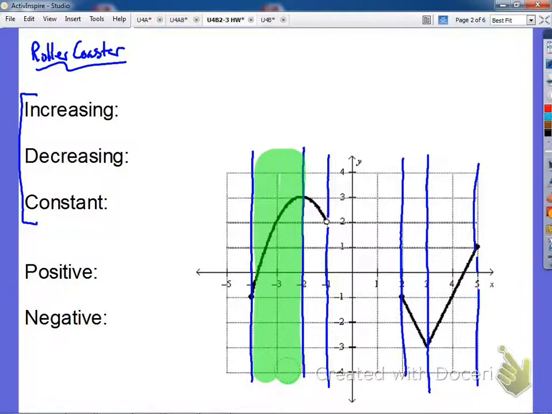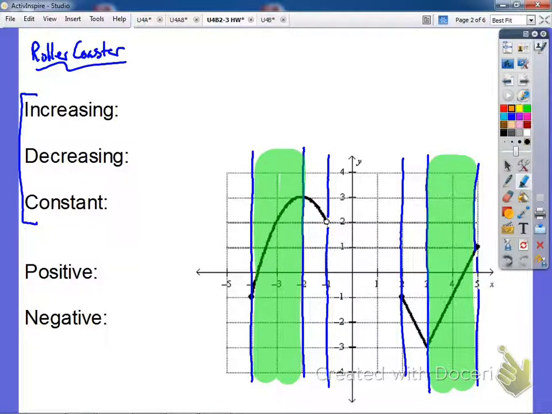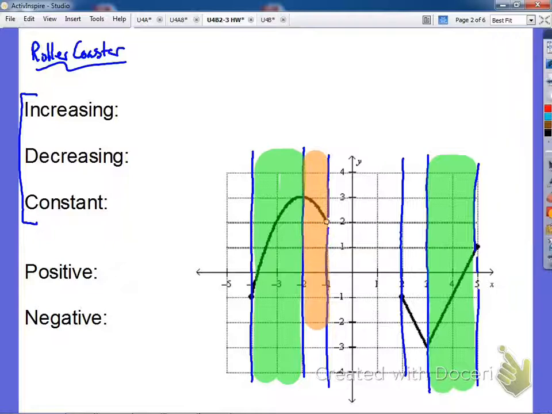Is there another section of the graph where it's increasing? How about right here? From left to right, you see the graph going up. Okay? Now, likewise, where's the roller coaster going down? Where is it decreasing? It's going down right here in this section, and it's going down also in this section.